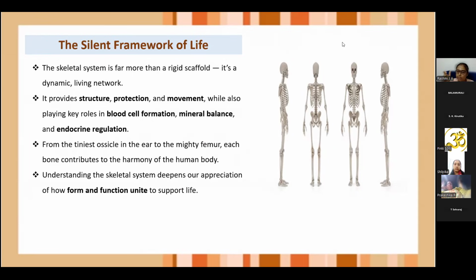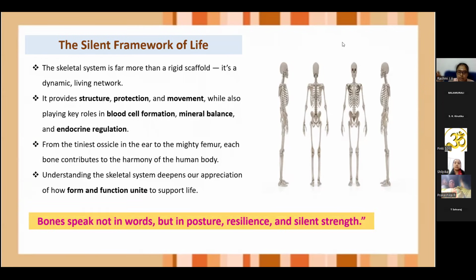This form and function also there in yoga asanas, which you have to know. So when you bend forward, what happens? When you extend or when you go up, what happens? All these things come under form and function of asana, which is majorly related to skeletal and muscular system. Then bones speak not in words, but in posture, resilience, and silent strength. So this is about skeletal system.